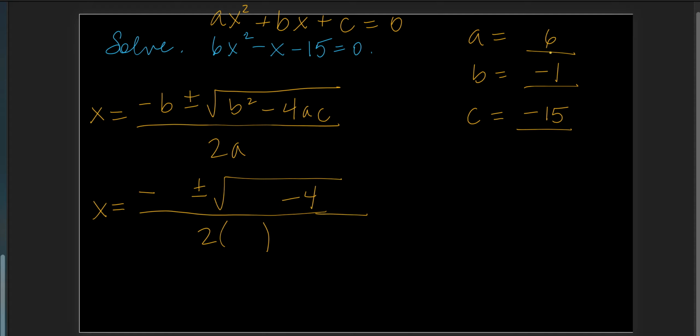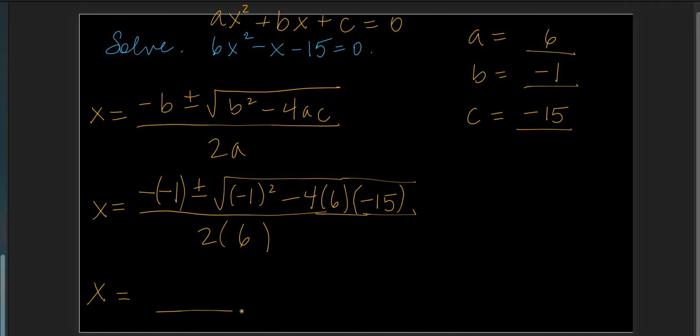So now b is -1, so -1 goes right in place for b. See that? And I gotta put parentheses. And then I have b squared, so -1 squared minus 4 times a times c, so that's 4 times 6 times -15. And then 2 times a down here, which is 2 times 6. Now I'm going to simplify that stuff. The bottom's always the easiest, that'll be 12.